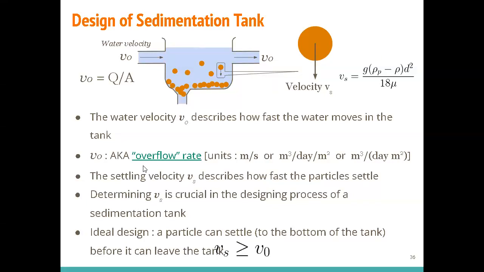And V0 is also known as overflow rate. So the unit is still this one, the speed, or you can use the unit here, the volume flow rate divided by the area. So the volume flow rate is cubic meter per day divided by the area. Okay. So it describes the settling velocity, which is this one. It's coming from what we have proved in a few slides ago. This settling velocity describes how fast the particles settle.